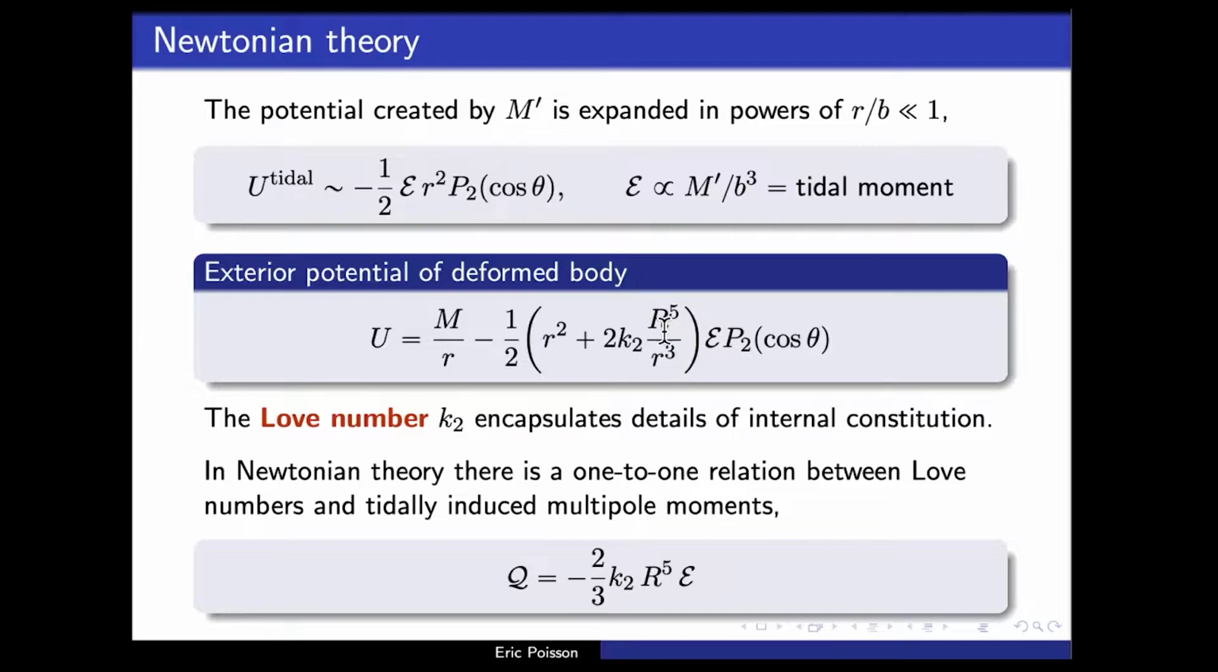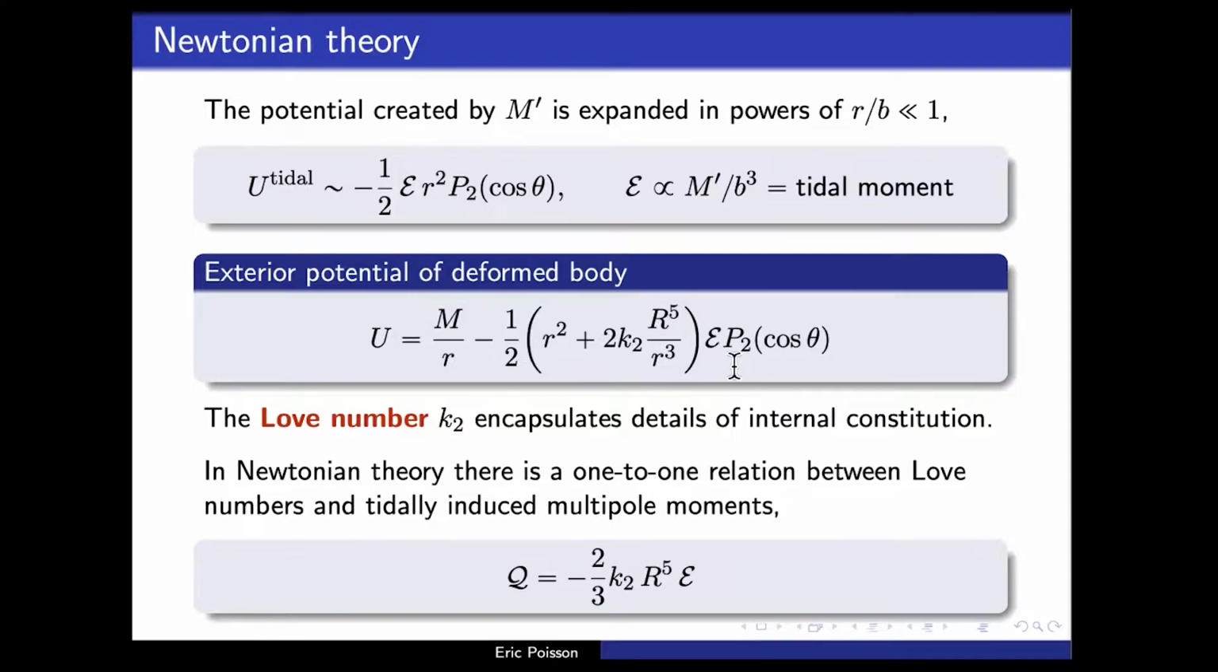It scales with 5 powers of the body radius. And in addition to that, there's a number in front that's dimensionless and captures all of the details of the body's internal structure. So the equation of state and all of this information really tells you how much deformation you will get for a given tidal field. And all of those details are incorporated into this Love number k2. The 2 is for quadrupole order. There would be more Love numbers as you increase the multipole expansion.